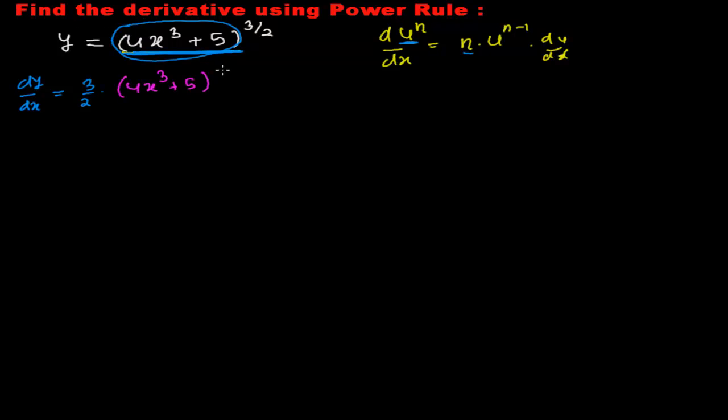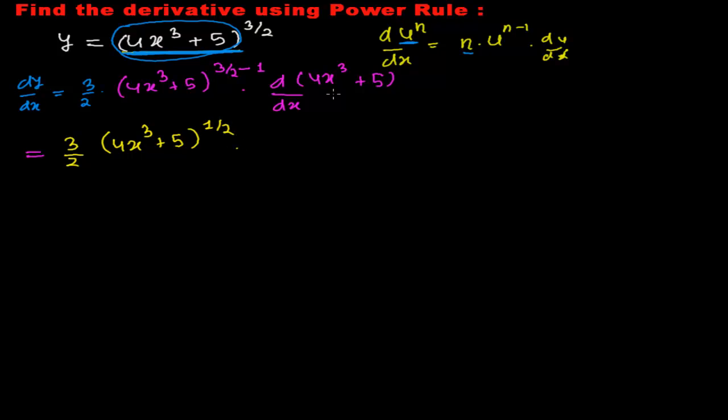This whole quantity is my variable, to the power n minus 1, which means the power is subtracted by 1, so 3 by 2 minus 1, times the derivative of the variable, which is d of 4x cubed plus 5 by dx. So now it will be 3 by 2 times 4x cubed plus 5 to the power 3 by 2 minus 1, which will be half. And now see, this is another function.